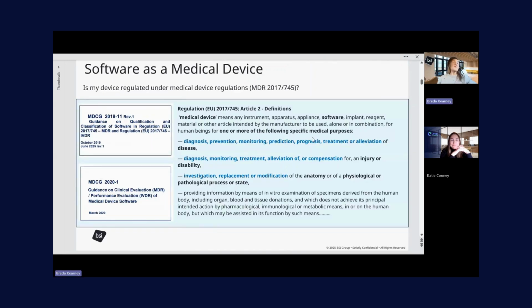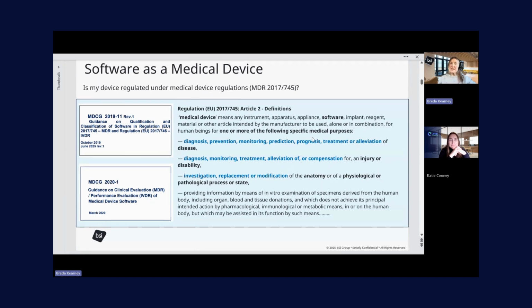So the very first question you always need to ask when you're starting off your clinical evaluation is, first of all, is my device actually regulated under the MDR? So is my software actually a medical device in its own right, or is it something that's supporting another type of device? In order to answer that question, there's two really good guidance documents that I want to draw your attention to. The first one is MDCG 2019-11, and the second one is MDCG 2020-1.